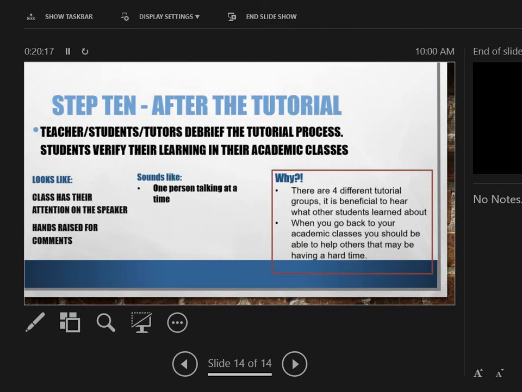Alright, and step 10, last one. Stay with me. After the tutorial, we should be debriefing as a class, which we haven't been doing. So after the tutorial, when we all come back together, we should be sharing what we learned about in our tutorial, what went well, what didn't go well. Just because we are a whole class, we are a family, we want to know what other people have been learning about and doing and what's been going well in other classes. I'm not in both rooms at the same time, so it would be helpful for me to know how things are going wherever I'm not.